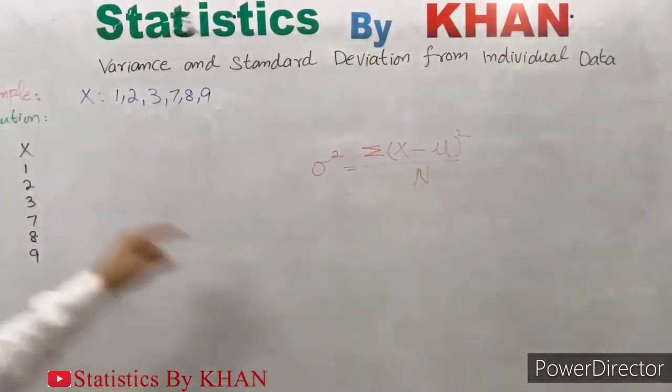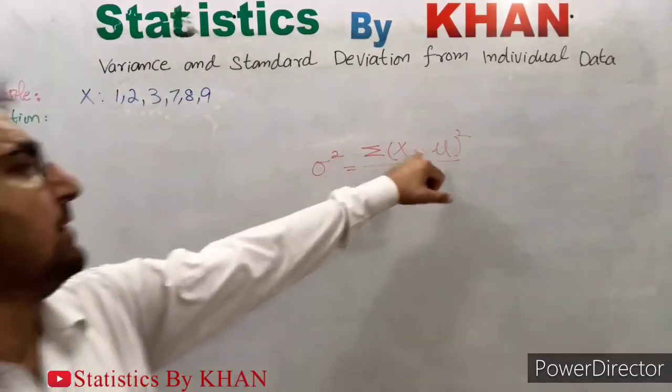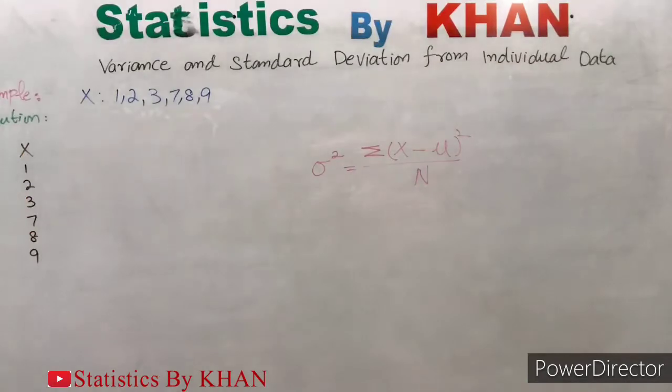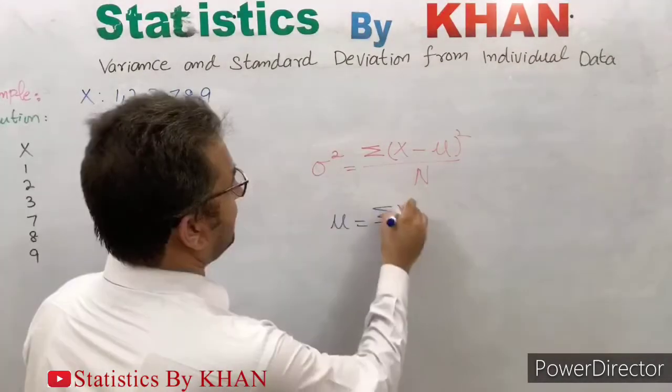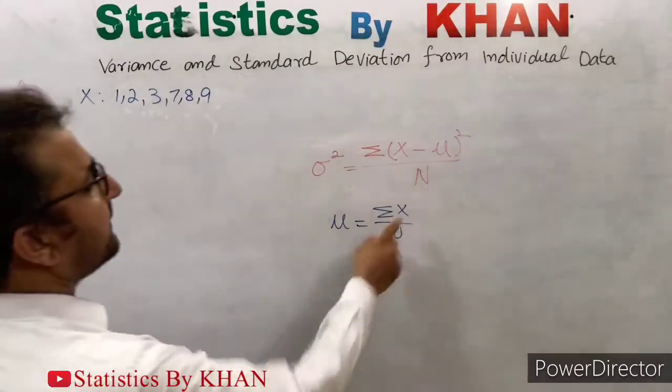If we focus upon the formula, within the parentheses we have x minus mu. We already have x as it has been given, but now we need mu, which is the population mean. So first of all, we will compute mu. By definition, mu is equal to summation x over n. Summation x means total of the values of x. If we add all the values of x, it will give us 30. So for summation x, we will write 30.